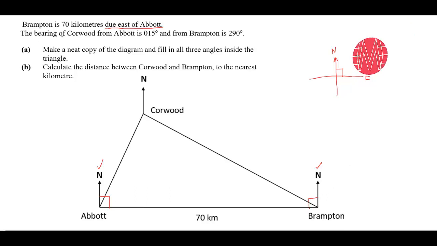Next, the bearing of Corwood from Abbott is 15 degrees. The bearing of Corwood from Abbott, this is Abbott, is 15 degrees. So this is the bearing from north clockwise. This angle is 15 degrees. And the bearing of Corwood from Brampton is 290. This angle is 290, up till here, of Corwood from Brampton.